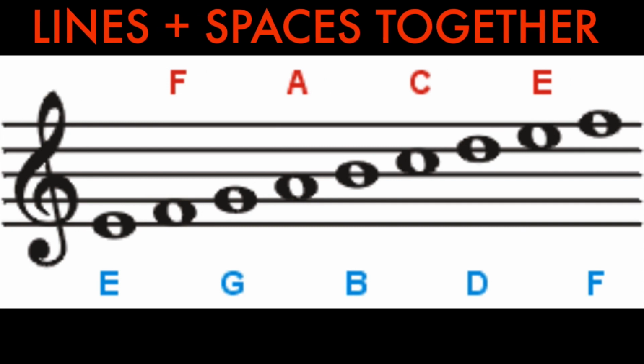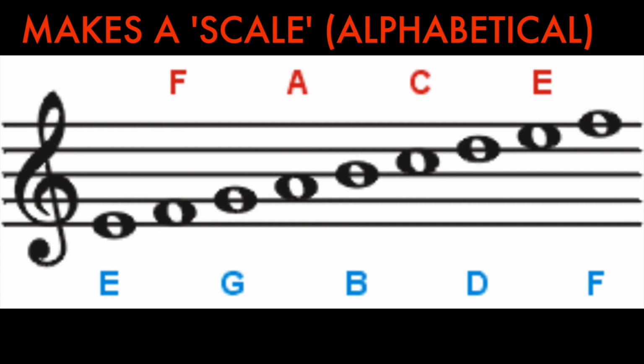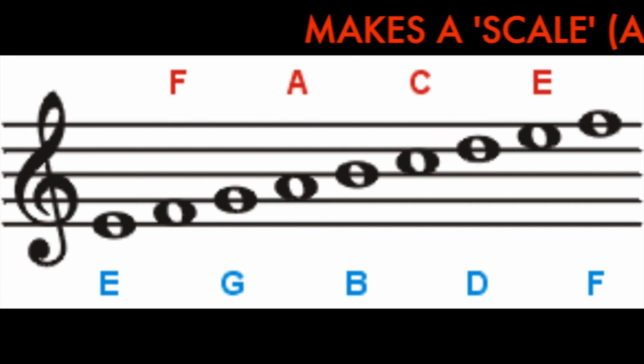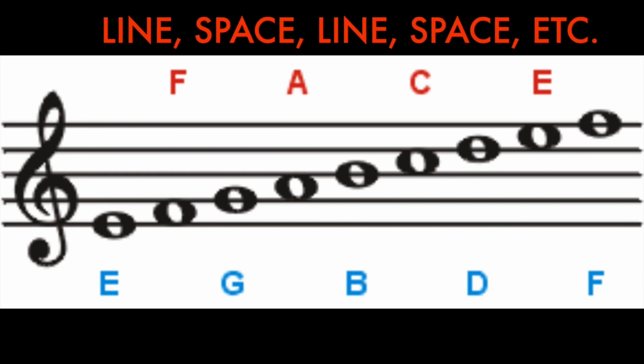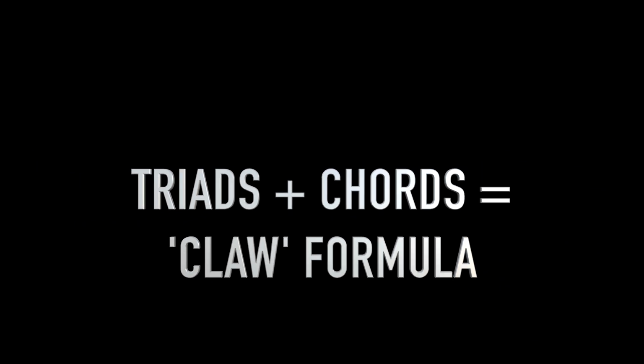When we put our lines and spaces together, it becomes alphabetical. It makes a scale. So a scale being alphabetical, we have E, F, G, A, B, C, D, E, F, and so on: line, space, line, space, line, space, and so on. To form triads or chords, we use our CLEF formula.